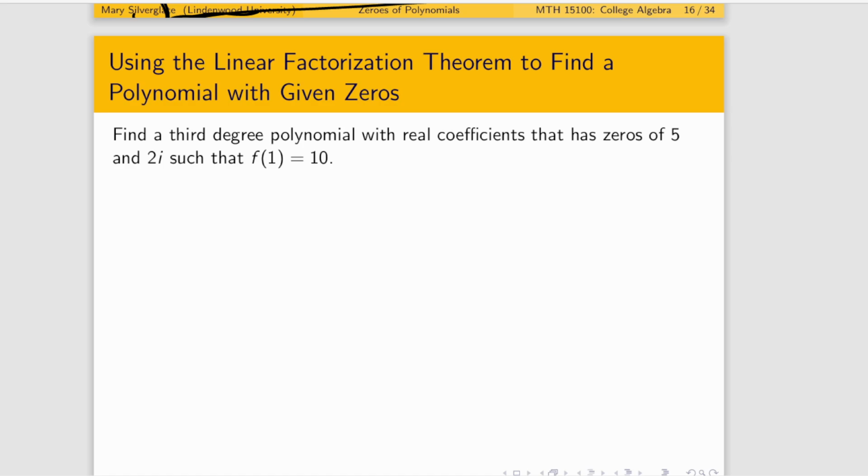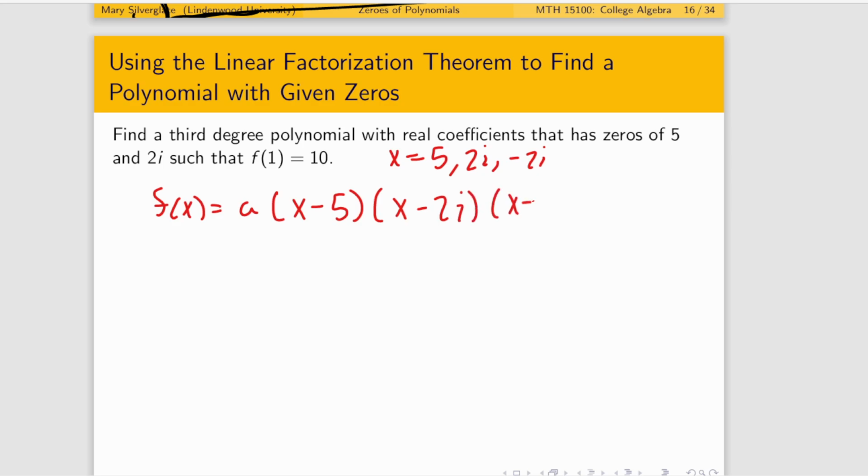So here we want to note what all of our zeros are. So they gave us that 5 and 2i was 0. So what else has to be a 0? We also know that negative 2i has to be a 0. So if we're setting up our parentheses, we have f of x is equal to an unknown multiplication factor, x minus 5, x minus 2i, x plus 2i.